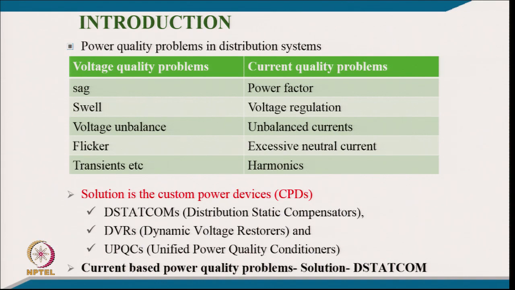So, the solution for these we call the custom power devices. We also call them custom power devices, like D-STATCOM, distribution static compensator, DVR, dynamic voltage restorer, and UPQC, unified power quality conditioner. So, for current based power quality problems, the solution is D-STATCOM, the distribution static compensator, which we would like to discuss today.